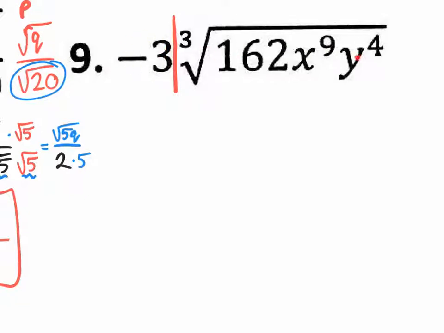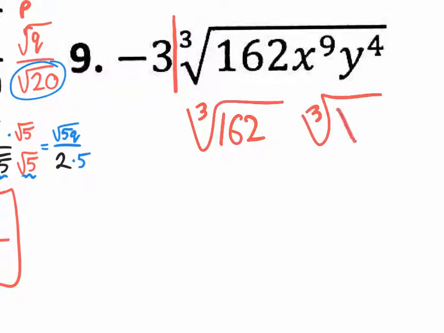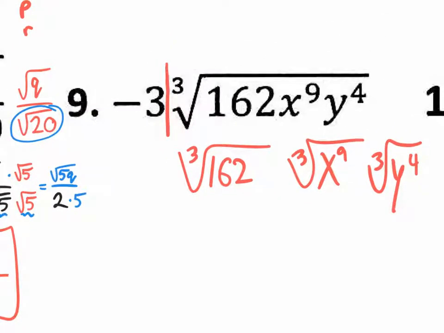Let's split up this cube root to each one of those. So we're going to have the cube root of 162, the cube root of x to the 9th, and the cube root of y to the 4th. So we need a perfect cube number. We might need to make a perfect cube list once again to help us out. So 2 times 2 times 2 is 8. 3 times 3 times 3 is 27. 4 times 4 times 4 is 64. 5 times 5 times 5 is 125. And we're already too big. You don't have to go any further because 162 is very close to 125.